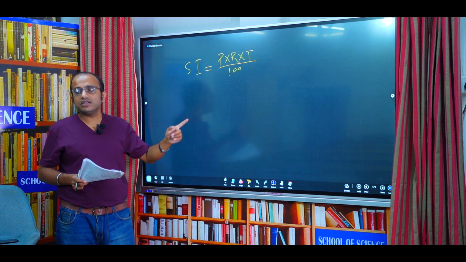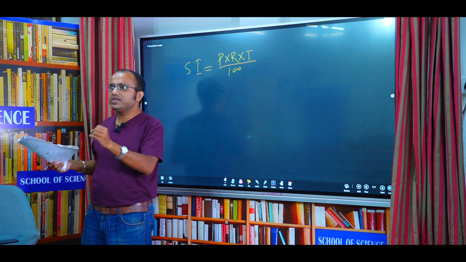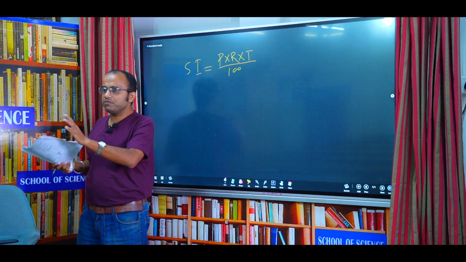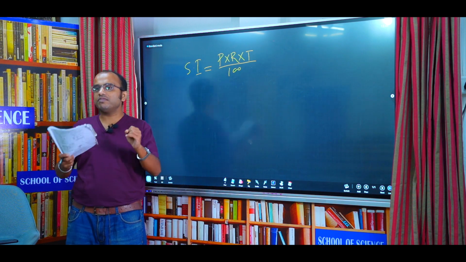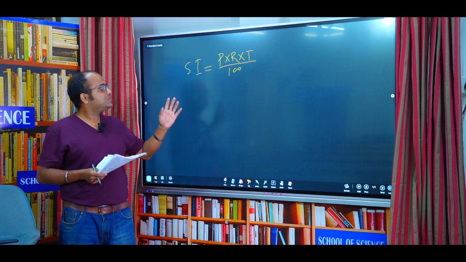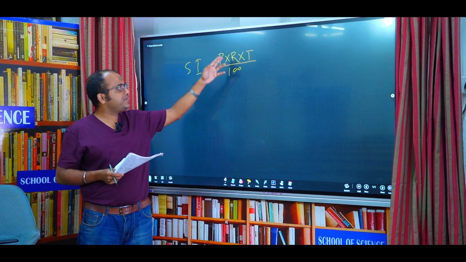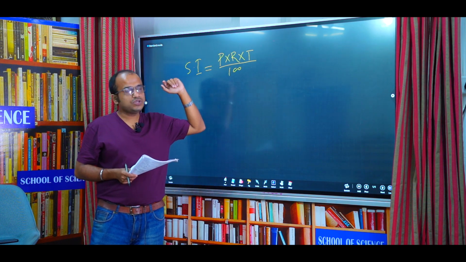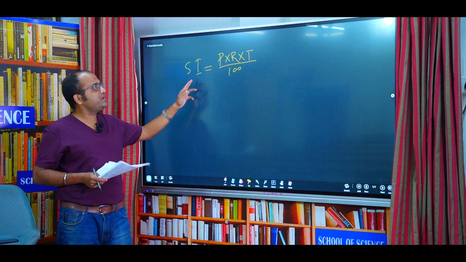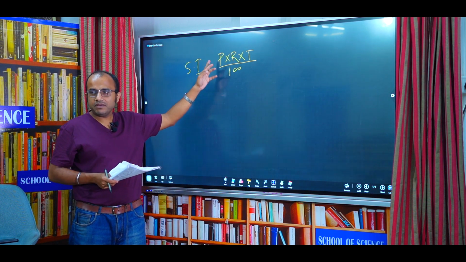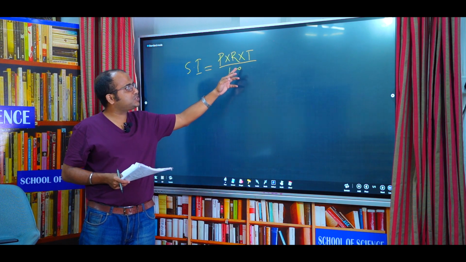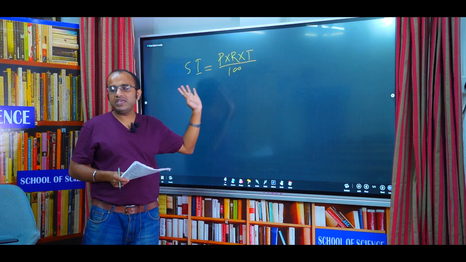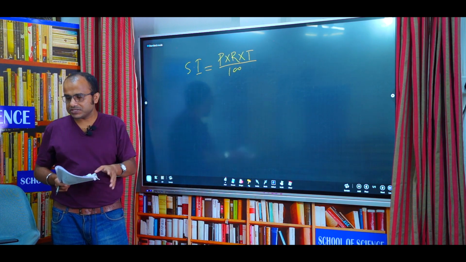Now principal is the amount of money we are depositing in any bank or post office, whatever it may be. Whatever amount of money you have deposited, that is the principal. So this is principal, this is rate of interest, this is time. So simple interest is equal to what? You have to multiply principal with rate of interest with time, divided by 100. This is the basic concept of simple interest.